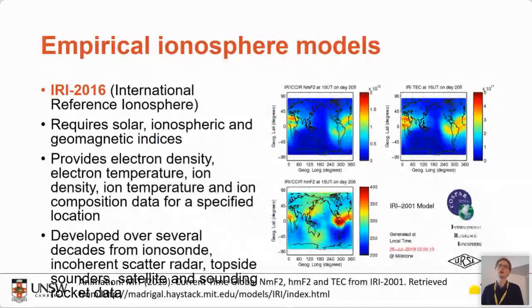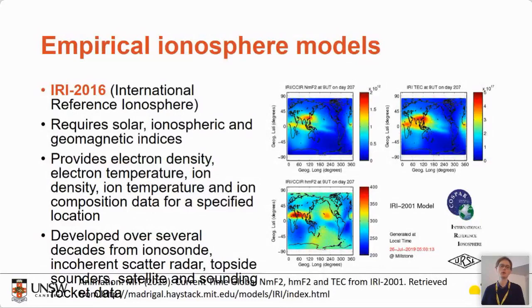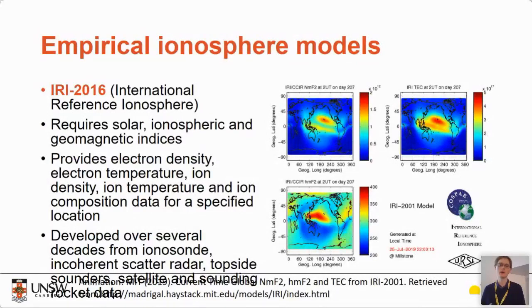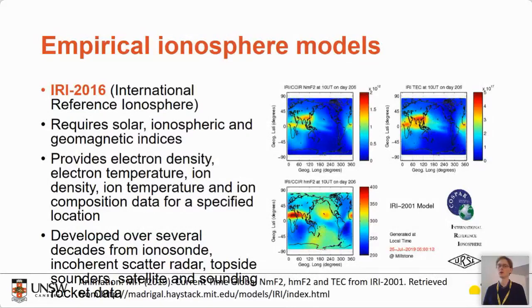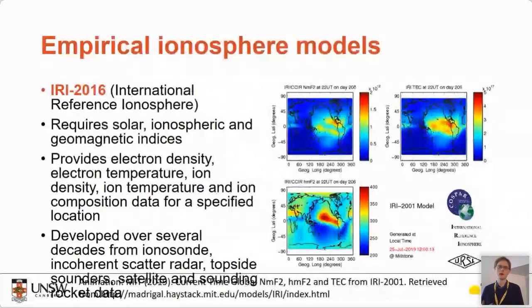The dominant empirical model of the ionosphere is the IRI model, which takes solar, ionospheric, and geomagnetic indices and provides density, electron temperature, ion density, ion temperature, all of these parameters for specified locations in the ionosphere. It's been under development for several decades. An example of model output is shown on the right-hand side of this slide.